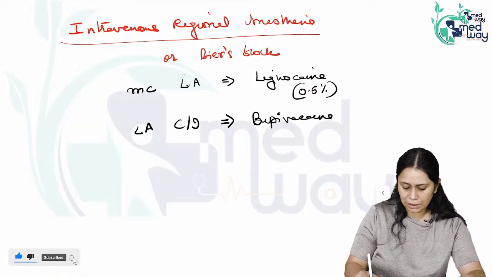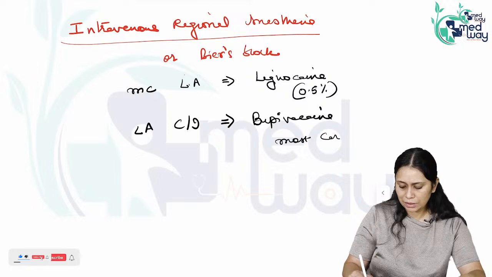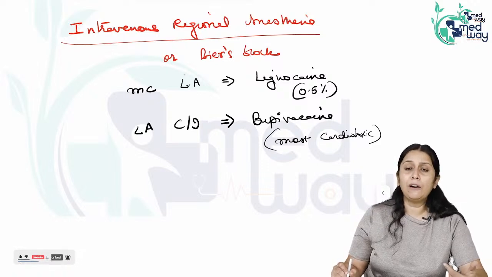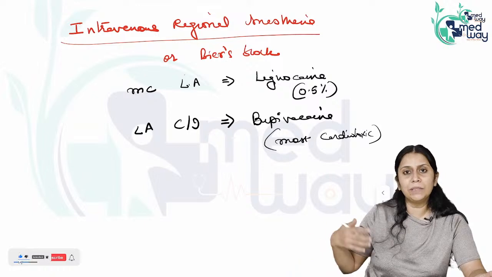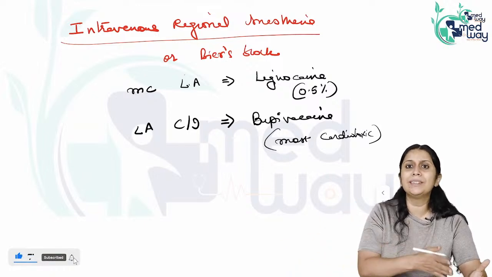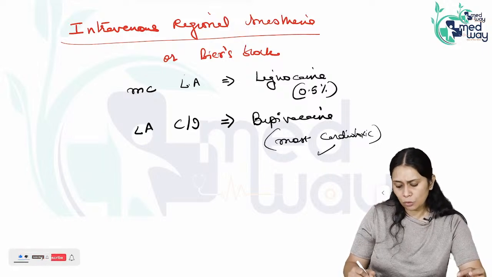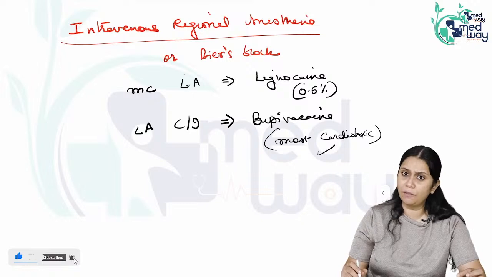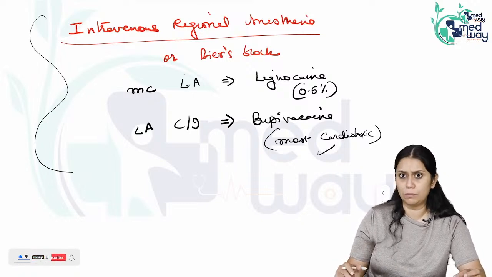Now bupivacaine is the most cardiotoxic LA. So since it is most cardiotoxic, we cannot dare to give it even after tying a tourniquet, because there is always a risk that if something happens to the tourniquet, the drug can go into the systemic circulation. So risk of systemic toxicity cannot be ruled out. So we try to avoid giving bupivacaine. It's contraindicated for IVRA. Remember this. So these are two additional points I told about IVRA.